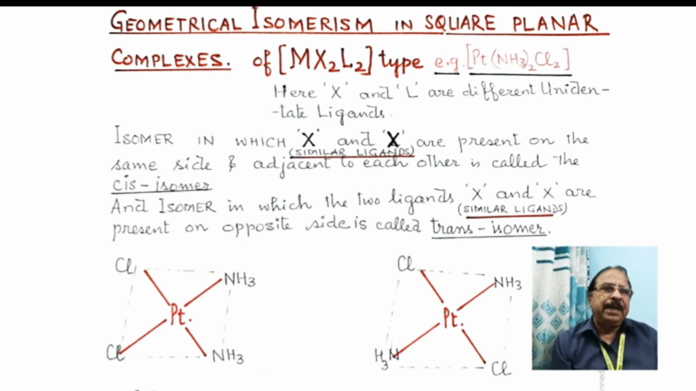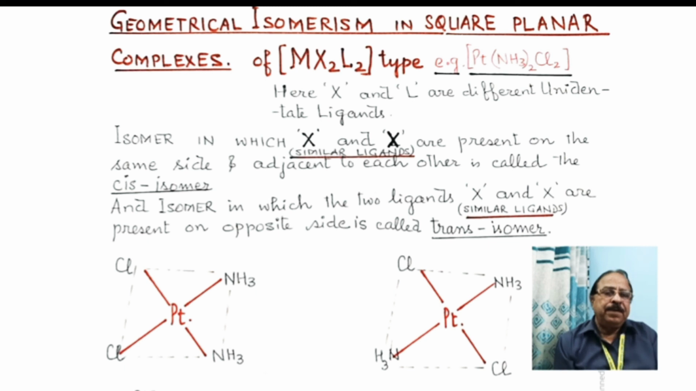What is a square planar complex? When the metal atom is present in the center and the ligands are directed towards the four corners of a square. This type of geometrical isomerism is seen in square planar complexes of the type MX2L2. M is the metal atom or ion, and X and L are unidentate ligands. Two ligands X are of one type, and two ligands L are of another type.